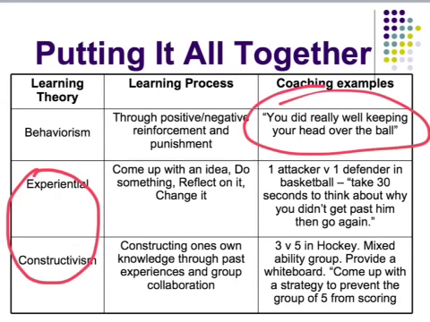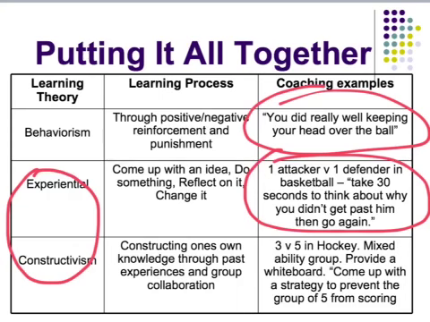So if we look at this first one here, this example, one attacker versus one defender in basketball. So they've had a go at the attacker trying to take on the defender. You then give them 30 seconds to think about why they didn't go past him. Come up with a new plan about what you could try. You can perhaps give in some ideas. Maybe if you try dropping the shoulder, faking to go one way and then going the other, you might get past him. Or constructivism is when you construct your own knowledge through past experience and collaborating with others.